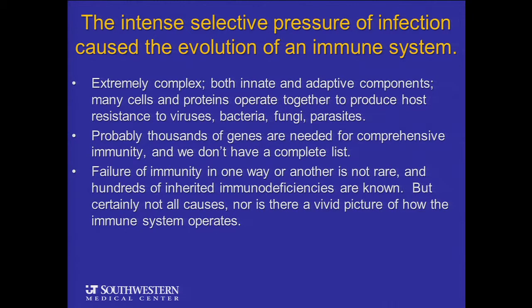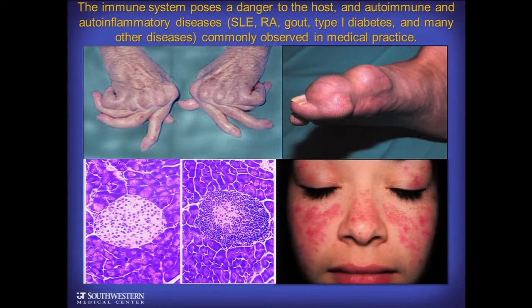We do know that failure of immunity, de facto failure as defined by death from infection, is not rare. And there have been hundreds of inherited immunodeficiency diseases described, but certainly we don't know all the causes of immune deficiency, and we don't have a very vivid picture of how the immune system operates.